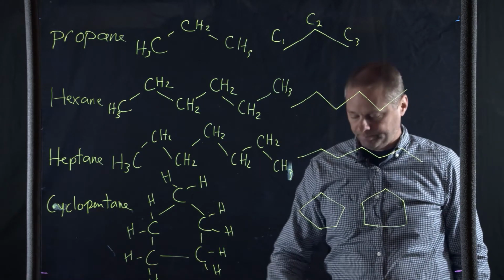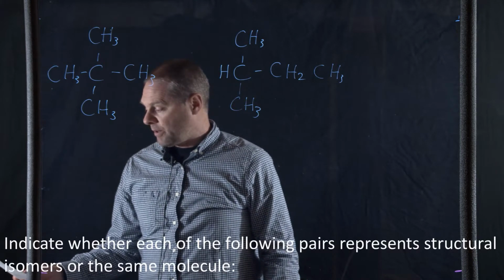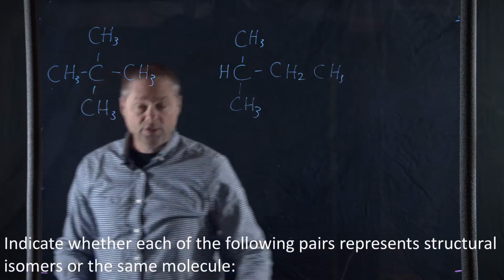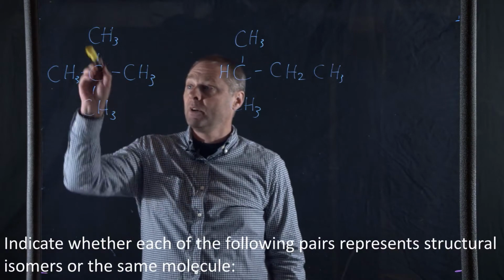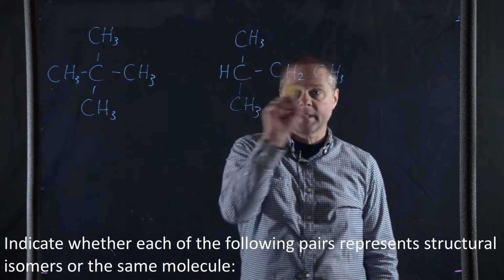All right. Now the question asks, indicate whether each of the following pairs represents a structural isomer or whether it's the same molecule. To start out with, we're going to look at this group over here. What we have is one carbon bonded to 4 methyl groups. Here we have a carbon bonded to 2 methyl groups and an ethyl group.